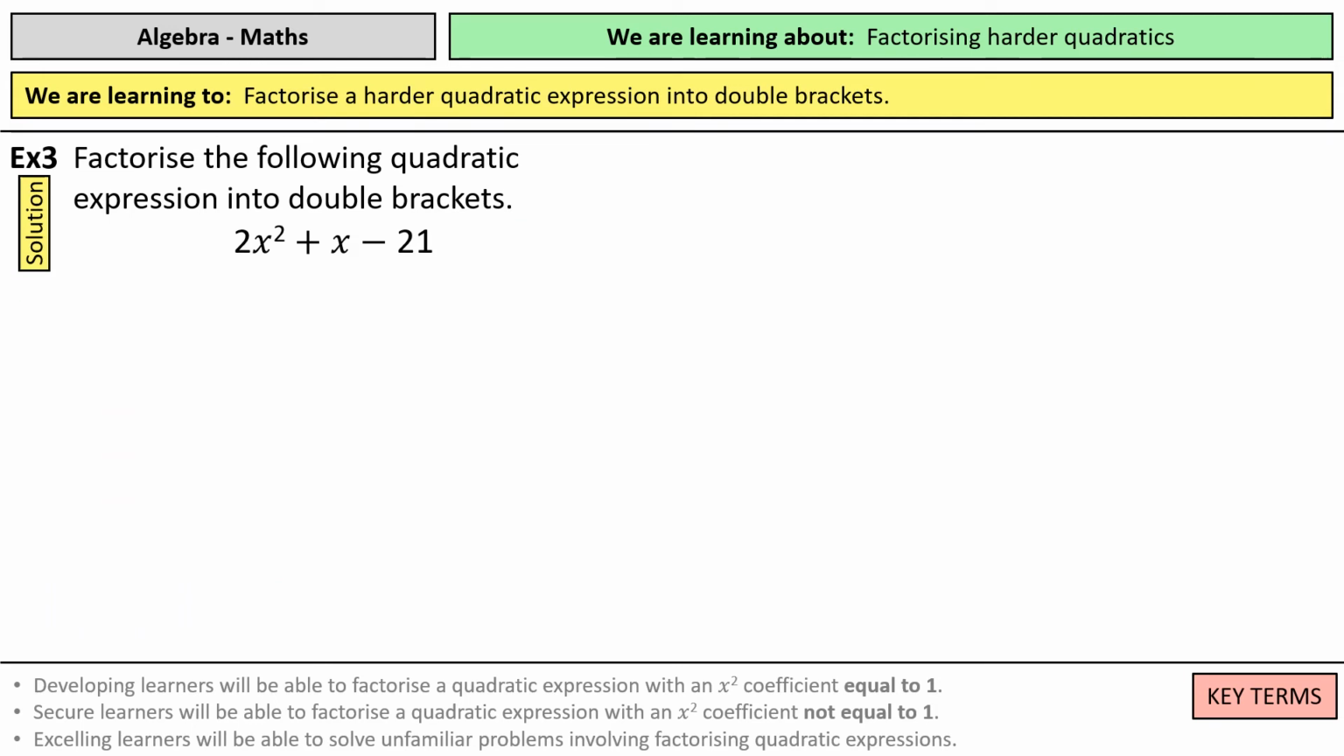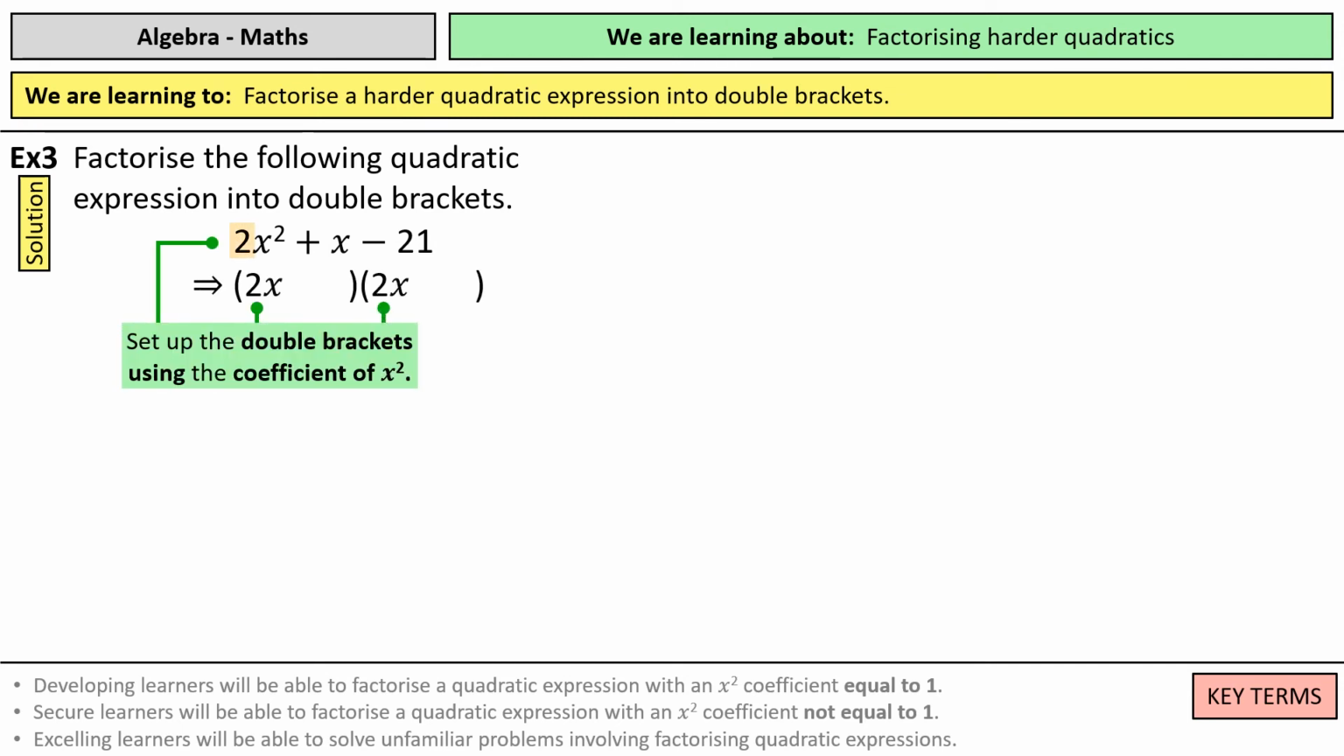Two more examples for you, just a lot quicker. We'll try and get through these, okay? Again, set up your double brackets. As it's 2x squared, we're going to put 2x at the start of each bracket to begin with.